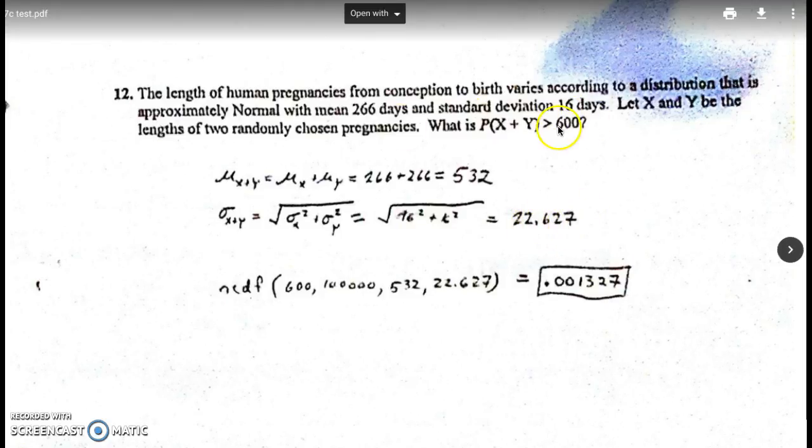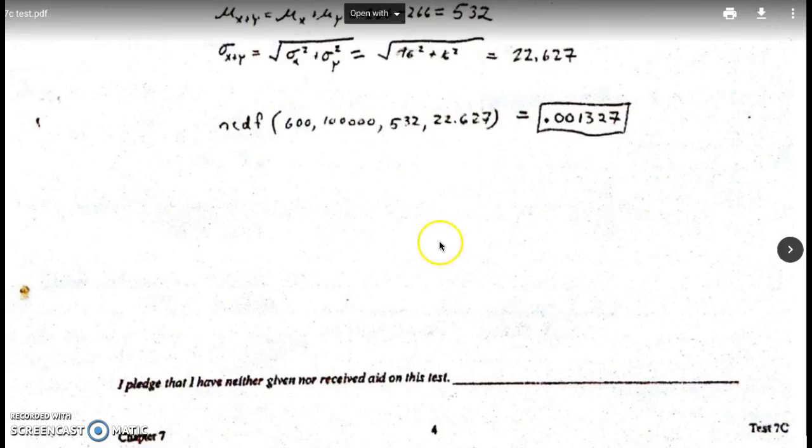And to find the probability that it's more than 600, since it's a normal distribution, we're using normal CDF on the calculator. Your lower bound is 600, your upper bound is some huge number. The mean is 532. The standard deviation is 22.627. You put that in the calculator, you're going to get 0.001327. I have all these decimal places because I wanted 4 significant figures, and so I had to use 6 decimal places to get the 4 significant figures. All right, that's the whole test for Chapter 7, version C.